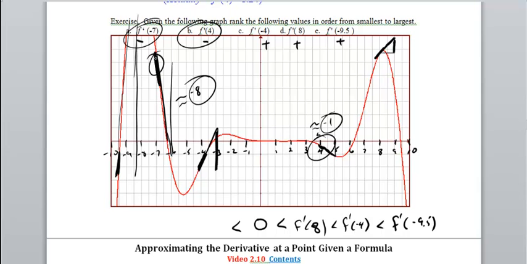So notice that a steeper line is going to actually have a smaller slope. So steepness is the absolute value of the slope. And so that's the order right there. So that was, let's just take it to 7, excuse me. So this was A, B, D, C, E is the order.